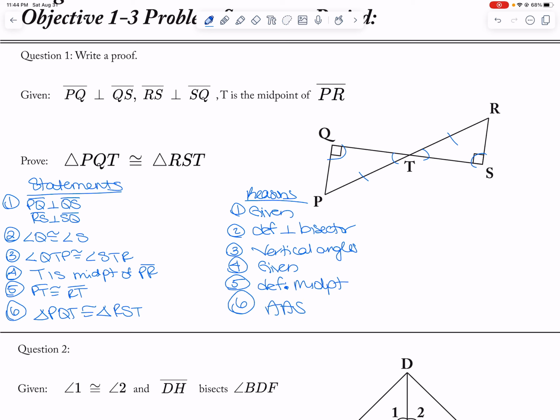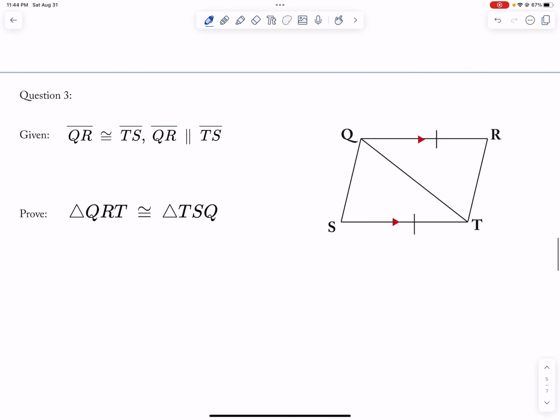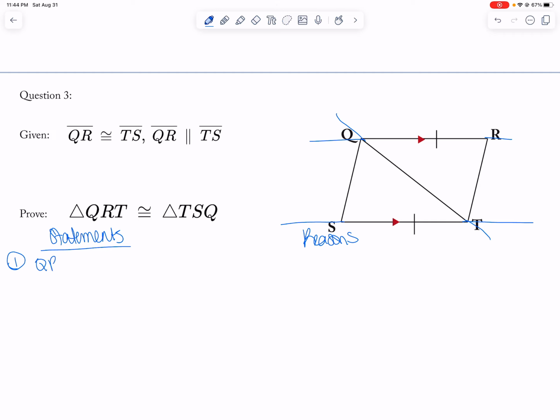Okay? So again, I didn't do all three of my givens at once. I try to go through a logical process of where I should start with my proof. So again, let's look at the statements and reasons. Now when I look, I probably want to look at the parallel line situation. So here's my parallel lines cut by a transversal. So let's start with the parallel line. QR is parallel to TS.